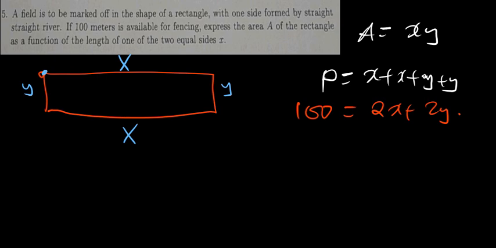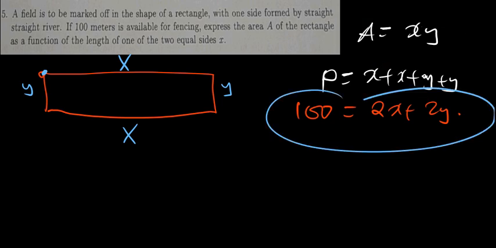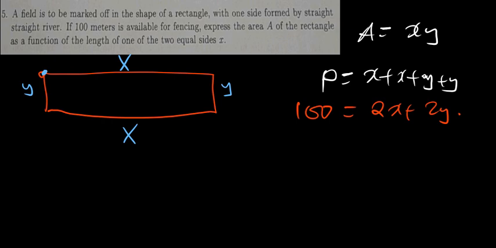Again, the question continues to say, express the area of the rectangle as a function of the length of one of the two equal sides, x. We know that there are two equal sides, which is this and this, and they want us to express area in terms of x. What does it mean? For the perimeter part here, I want to express this as a function of x. So make y the subject of the formula, then plug in the value. As simple as that. So I'm going to shift this to the other side.